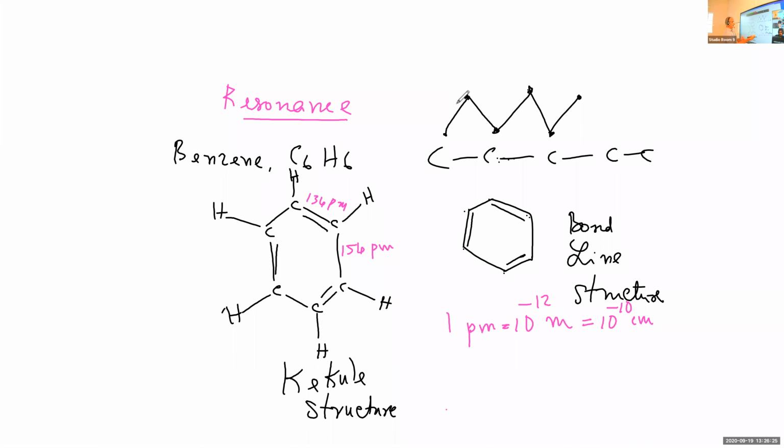Okay, come back to the structure of benzene. If this is the only structure for benzene, we can expect two different types of bond lengths. We can see there is a carbon-carbon single bond and there is a carbon-carbon double bond. On measuring the carbon-carbon bond length in benzene, it is found to be 139 picometer.